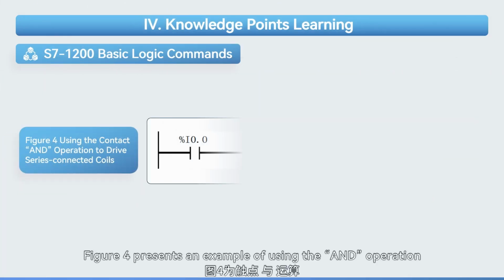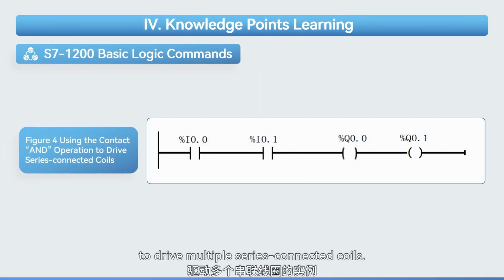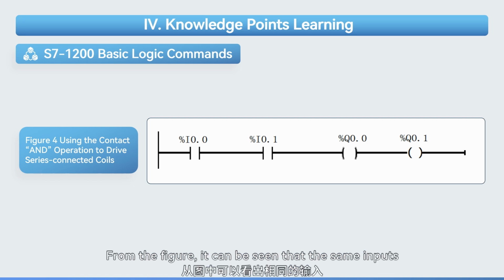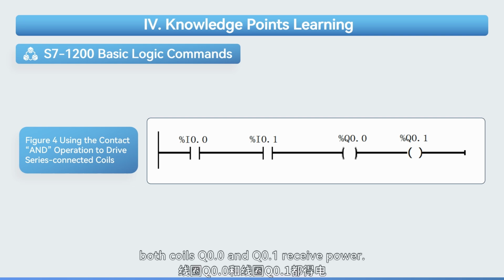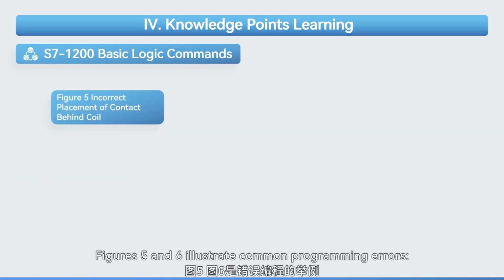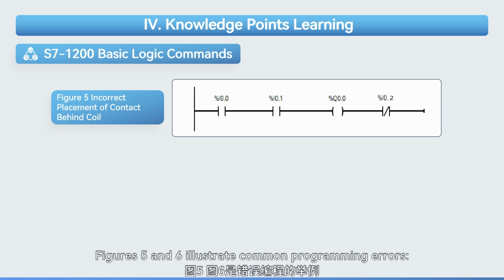Figure 4 presents an example of using the AND operation to drive multiple series-connected coils. From the figure, it can be seen that the same inputs can drive multiple coils, and the coils can be connected in series. When the result of the AND operation between I0.0 and I0.1 is 1, both coils Q0.0 and Q0.1 receive power. Figures 5 and 6 illustrate common programming errors.